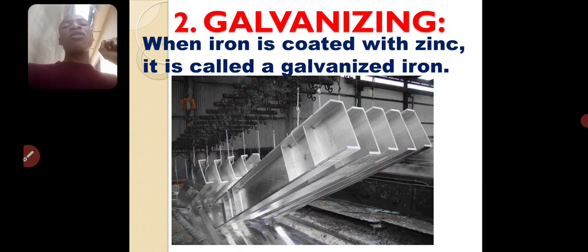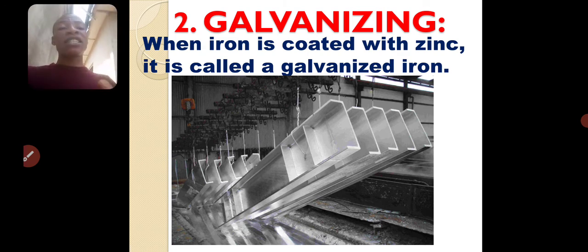Another method of preventing rusting is galvanizing. Now, galvanization is a method of coating a metal with zinc. In this case, we are talking about iron. Coating iron with zinc is called galvanizing. You are not using an electrical method here. You are putting the iron into molten zinc.